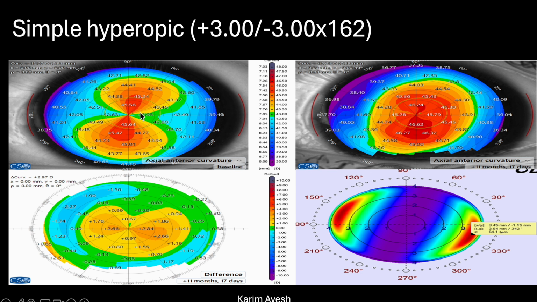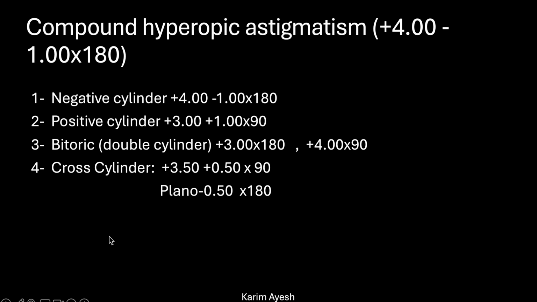It works on the flat meridian to steepen the central area, but works peripherally here to steepen this central area. Here is the change in the steepening happening according to ablation. According to compound hyperopic astigmatism, +4 -1, if you ablate it as a negative cylinder, it will be as it is. If you ablate it as a positive cylinder, it will be +3 +1.